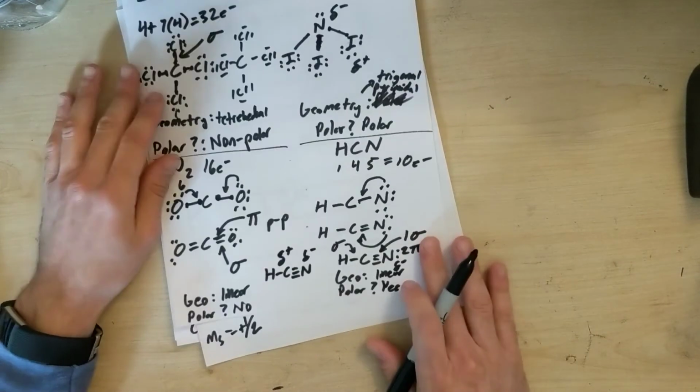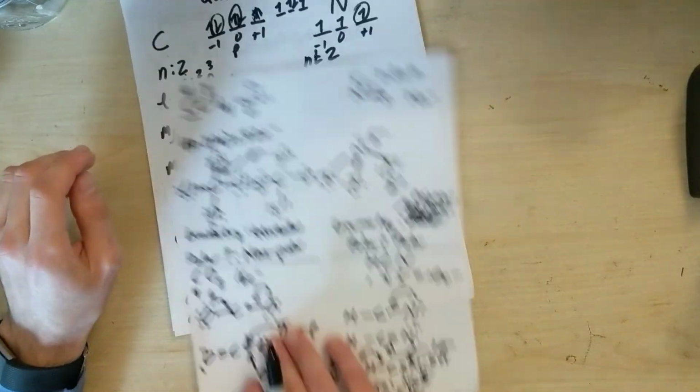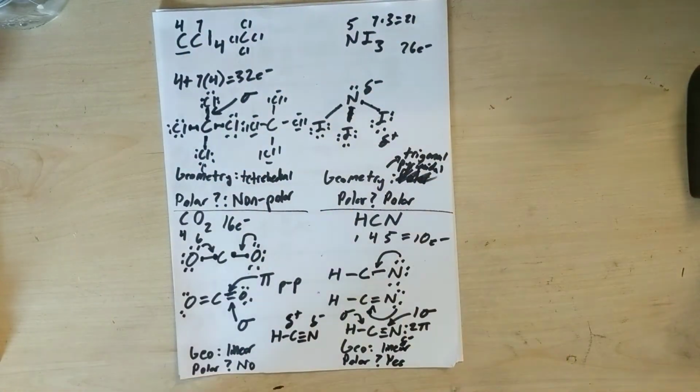Okay. So that is Lewis dot, polarity, quantum numbers, electron configuration, electronegativity, radii, ionization energy. Hopefully that should get you prepared for your exam.